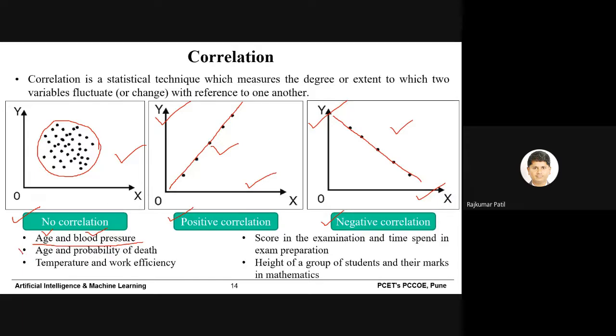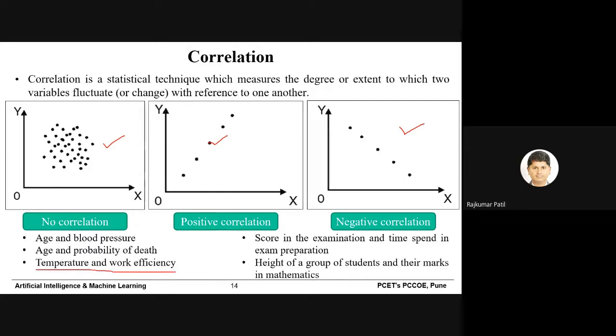Again, age and probability of death. You may be interested to know, as age increases, what happens to the probability of death. So you will collect the data and put it in a graphical form, compare that with this standard, and make a decision. Again, temperature and work efficiency.